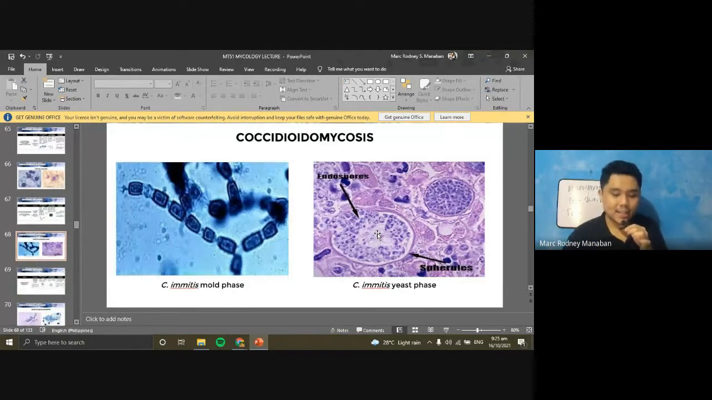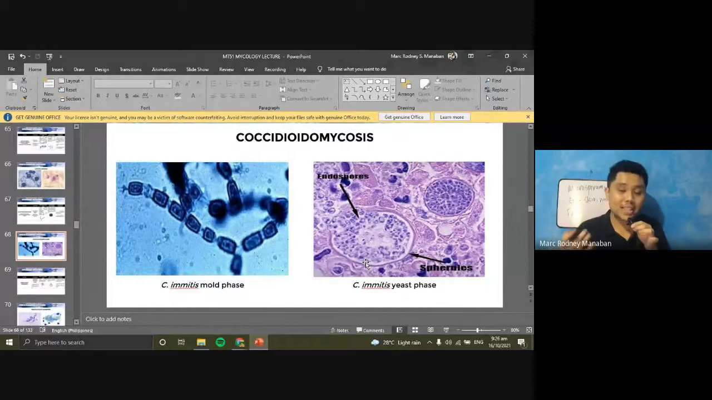Now here's a picture. Your C. immitis, as you can see, arthroconidia. In between are the empty disjunctor cells. And then you have the spherules. Inside are the endospores, a sac-like structure that contains the endospores. Now, C. immitis is the main pathogen, and usually it's endemic or limited to the San Joaquin region in California, in the deserts.